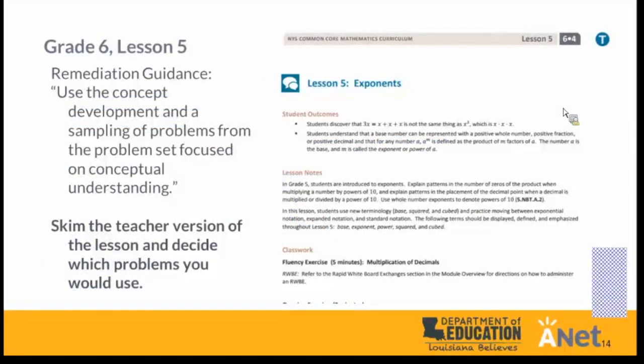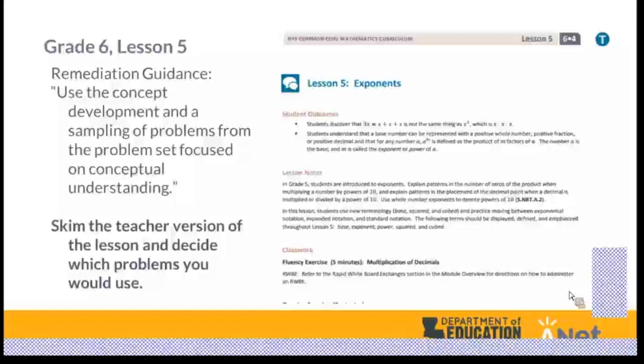So we're going to take about 5 minutes for you to review this grade 6 lesson and think about the remediation guidance about using the concept development and a sampling of problems. I want you to decide which problems you would use if these were your students, given what we saw in the student work on Monday, that these students are not correctly using expanded form and/or not doing the fraction and decimal multiplication correctly. So please take 5 minutes to review the 6th grade lesson, and then we'll come back together to share in the chat.